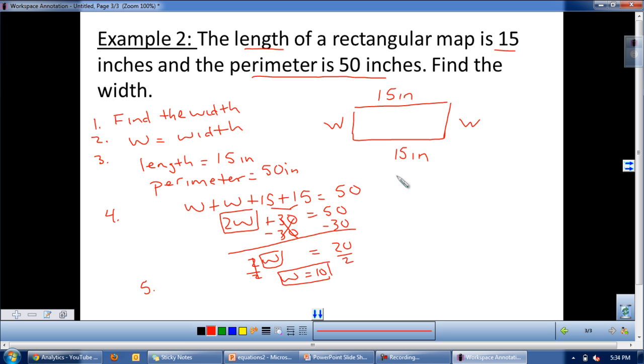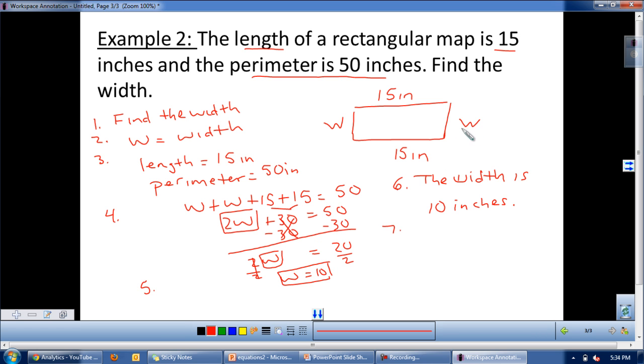But what is the answer to our question? Well, we need to find the width. So we write the width is 10 inches. Finally, we check to see if our answer is correct.